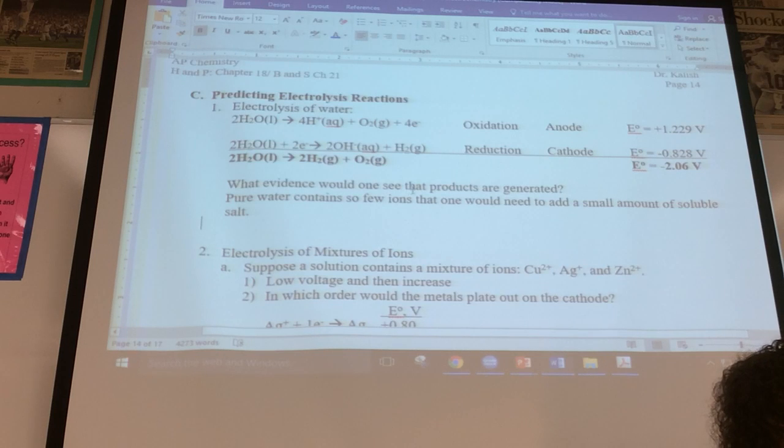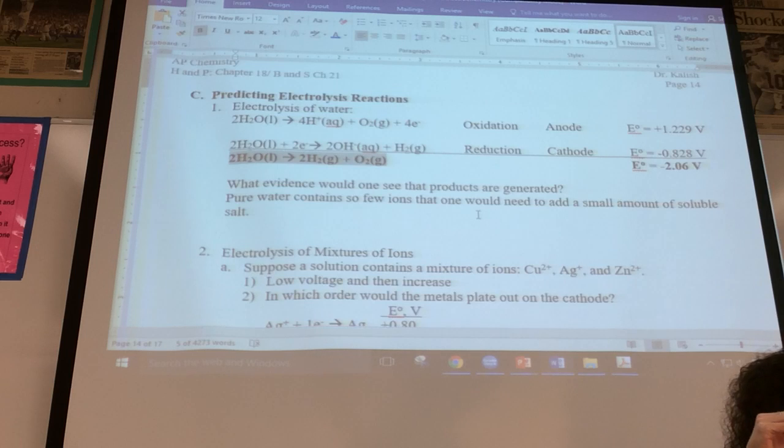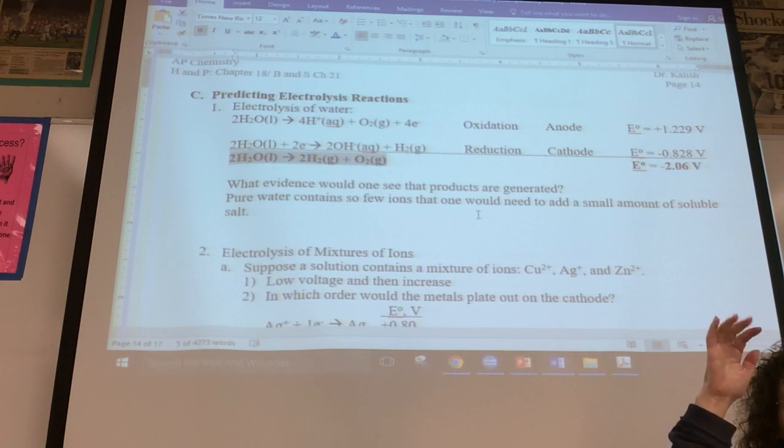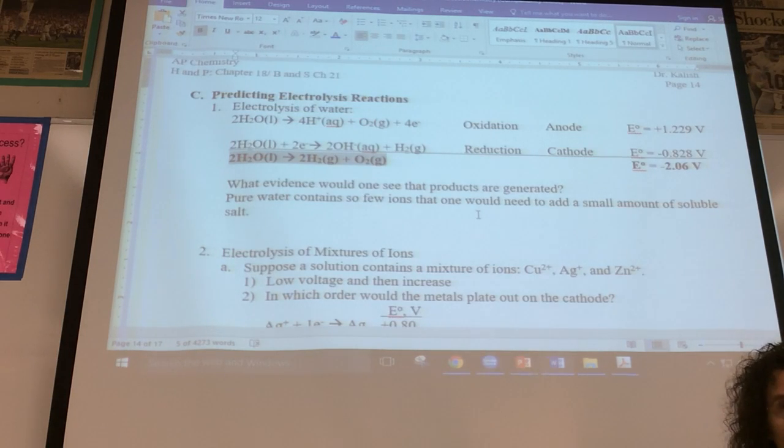What evidence would one see that products are generated? What would you be able to observe from this reaction? The water level going down. Decrease in water level and bubbles. You observe bubbles representative of a gas.